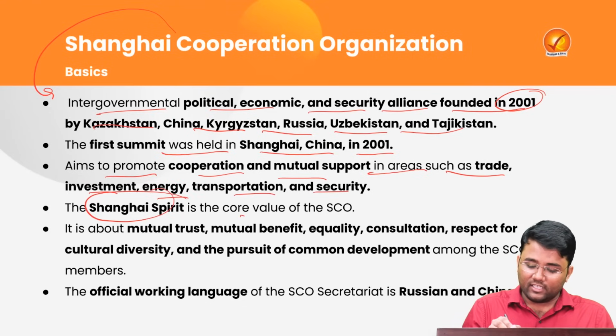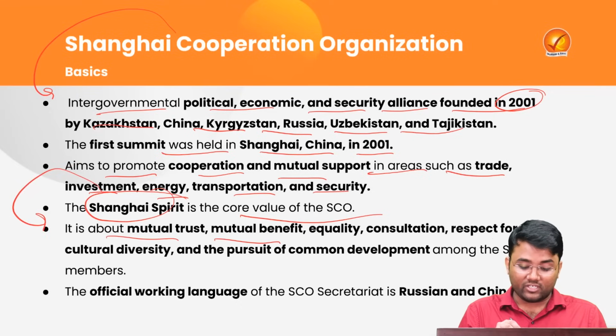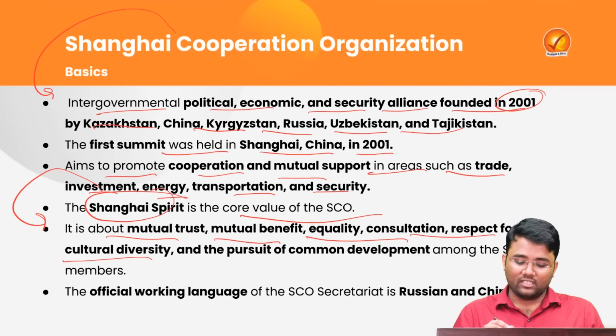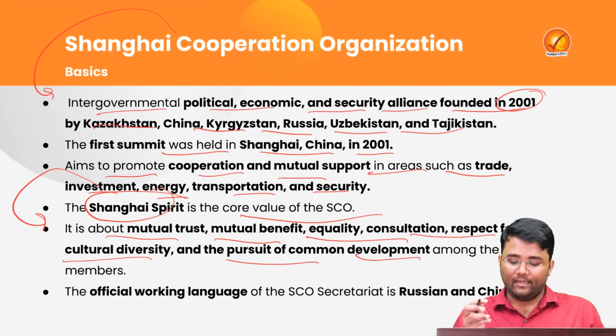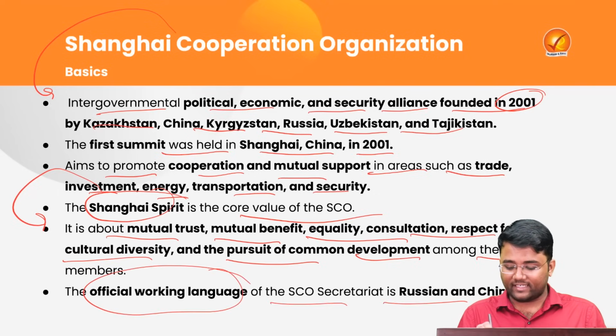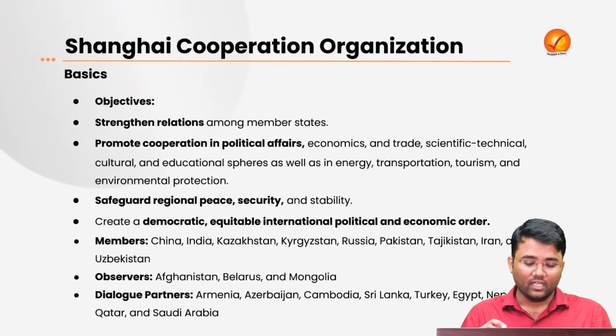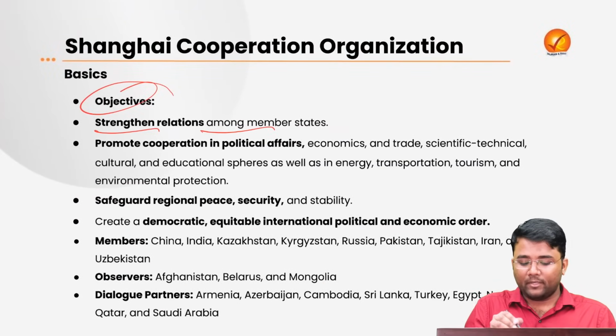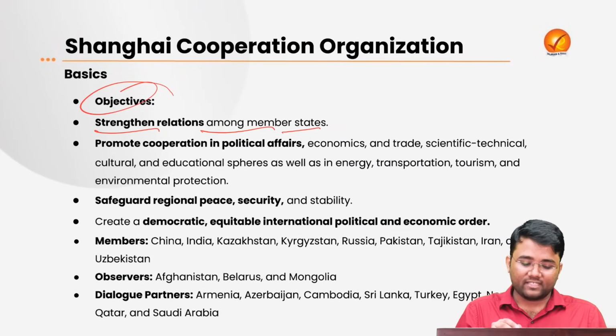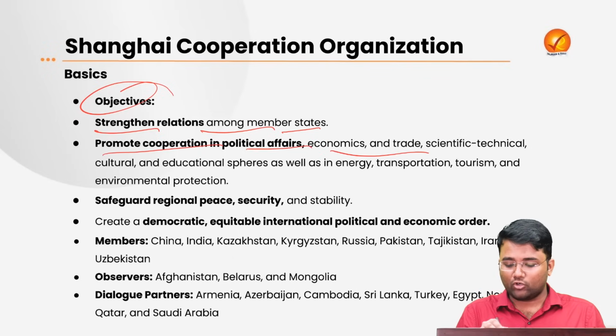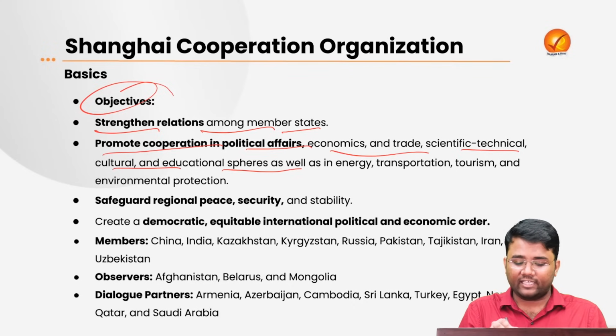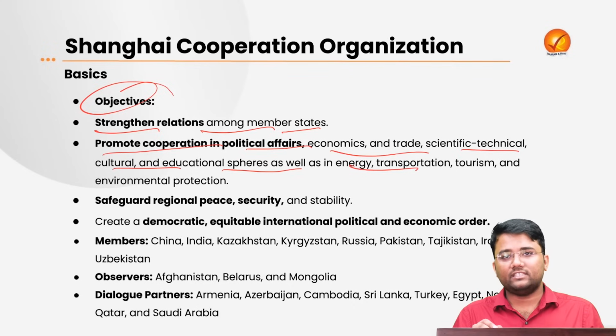The Shanghai spirit is the core value of the SCO. And what does this spirit say? It says about the mutual trust, mutual benefit, equality, consultation, respect for cultural diversity and pursuit for common development among the SCO member states. The official working languages of the SCO Secretariat are Russian and Chinese. If we talk about the objectives, the main objective is to strengthen relation among the member states, promote cooperation in the political affairs, economics and trade, scientific, technical, cultural and educational spheres, as well as energy, transportation, tourism and environmental protection.